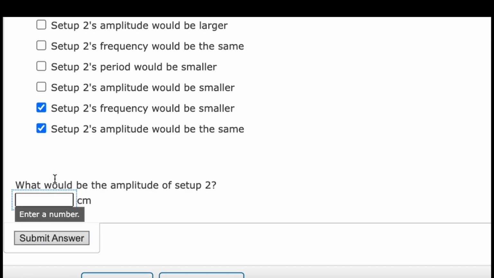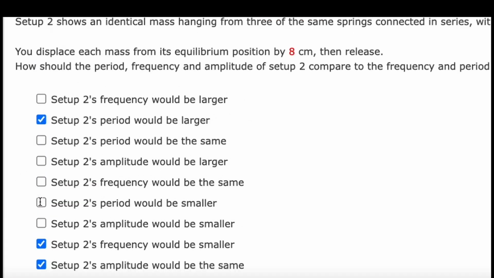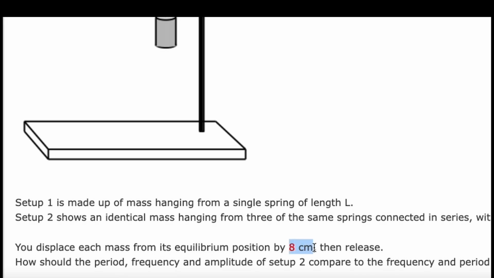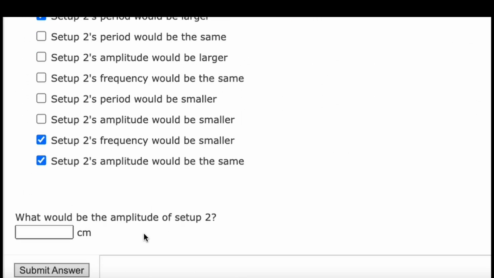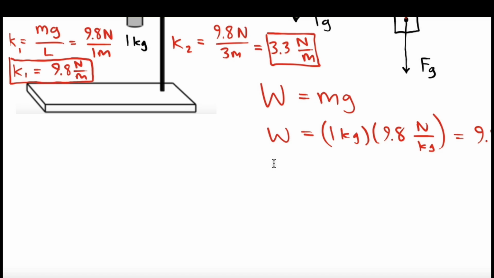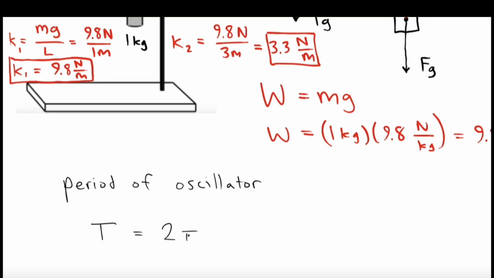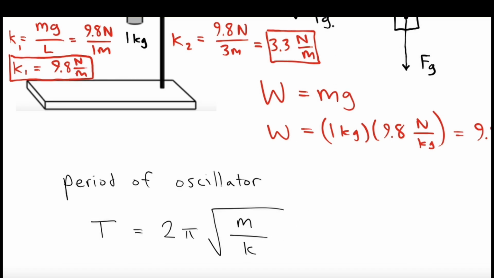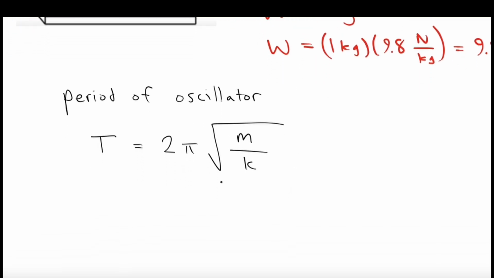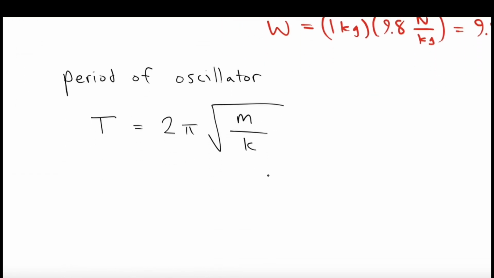It also asks for a specific amplitude for setup 2. Because you pull it down by 8 centimeters, it's actually going to be 8 centimeters. In fact, we can calculate some of the things. There's a formula for the period of a harmonic oscillator. We'll try to calculate what the period is going to be. This is the formula for it. So we can now apply that to both of our masses.